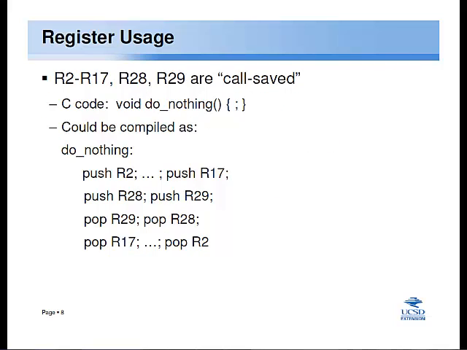And the compiler will, as a courtesy, automatically save some of the registers for you. That's basically R2 through R17 and R28 and R29. The reason there's a gap is because R18 to R27 are used for parameter passing, which we are going to see very soon. By default, the compiler will always save these values for you.